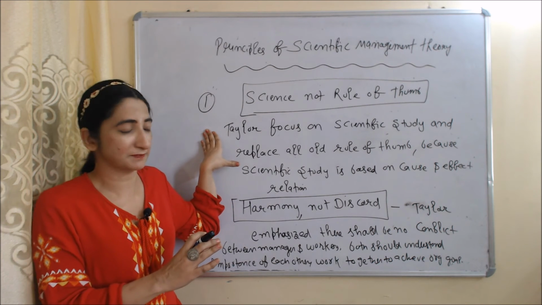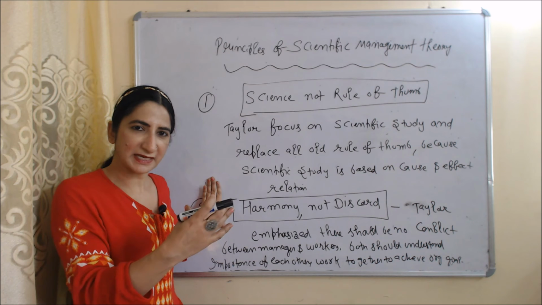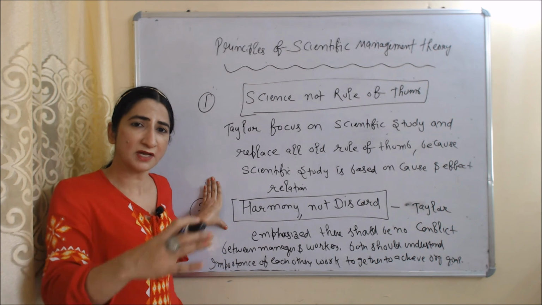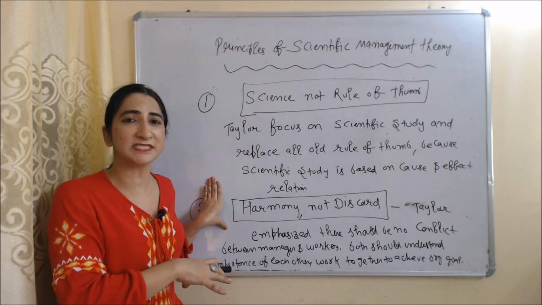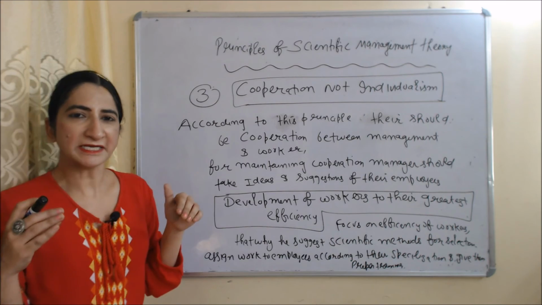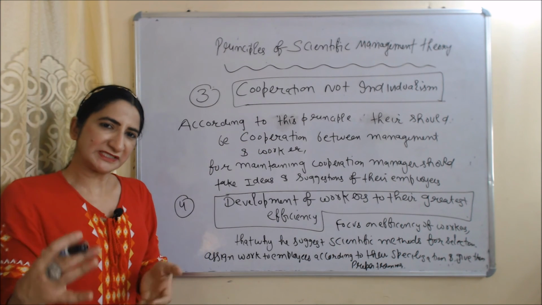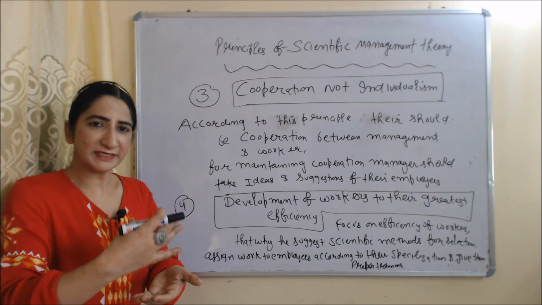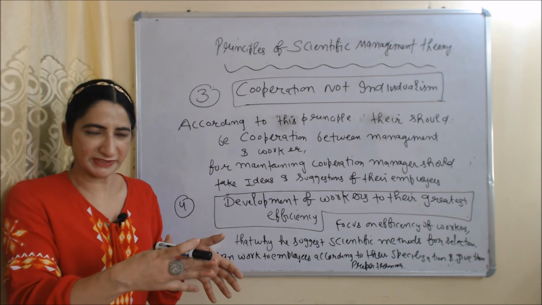Next is harmony, no discord. Taylor emphasized that there should be no conflict between manager and workers. Both should understand importance of each other and work together to achieve organization goal. Next principle is cooperation, not individualism. According to this principle, there should be cooperation between management and workers, and for maintaining cooperation, a manager should take ideas and suggestions of their employees.